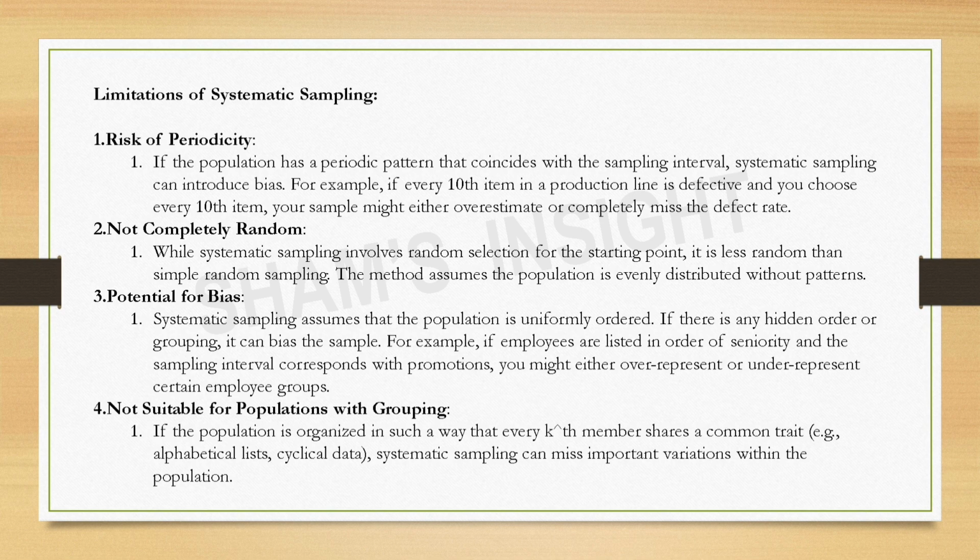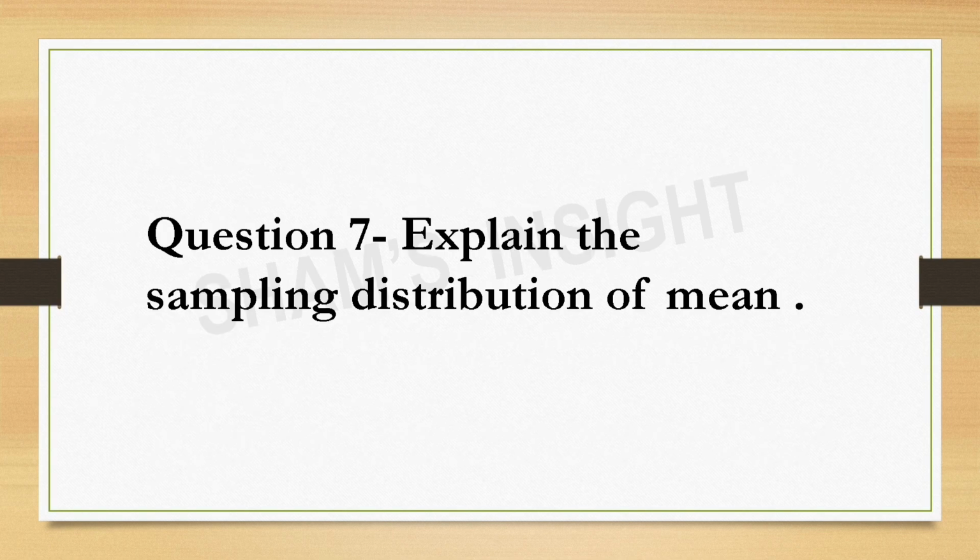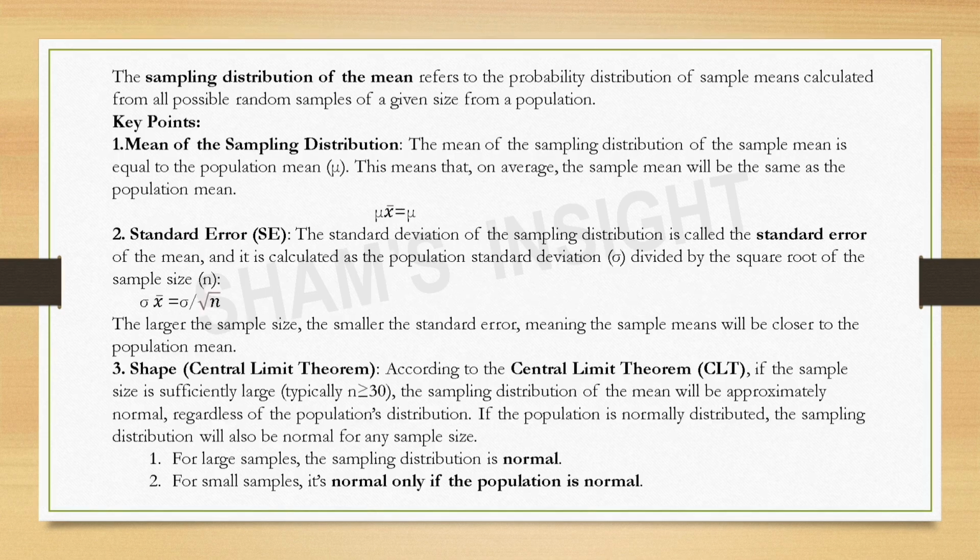So if the population is organized in such a way that every key member shares some common trait, like an alphabetical list or any other common traits, then systematic sampling can miss important variations within the population. So these are the limitations in systematic sampling. Moving to the next question, that is, explain the sampling distribution of mean.